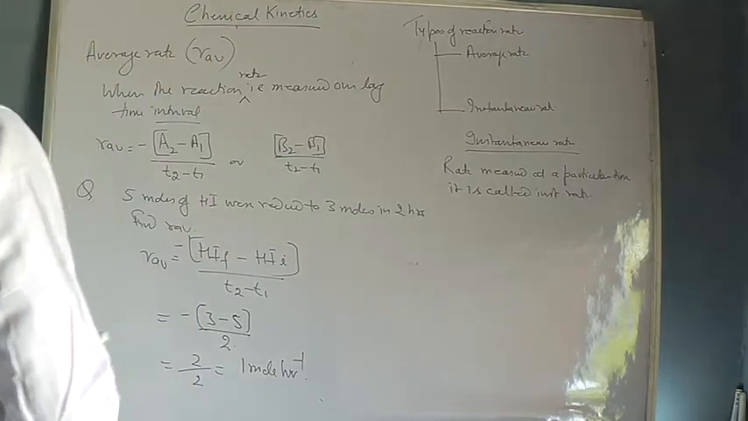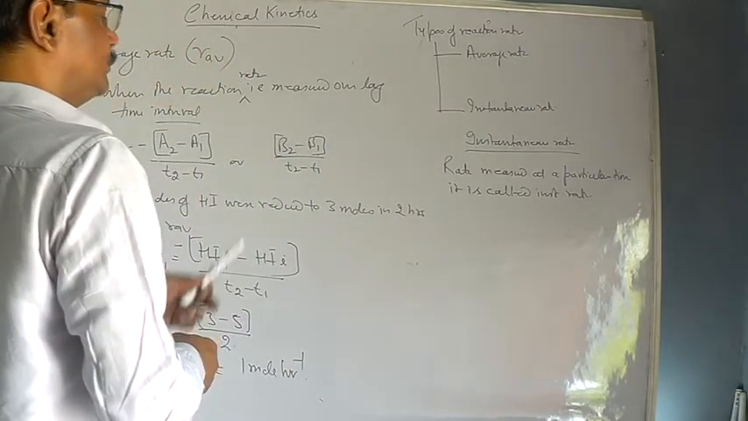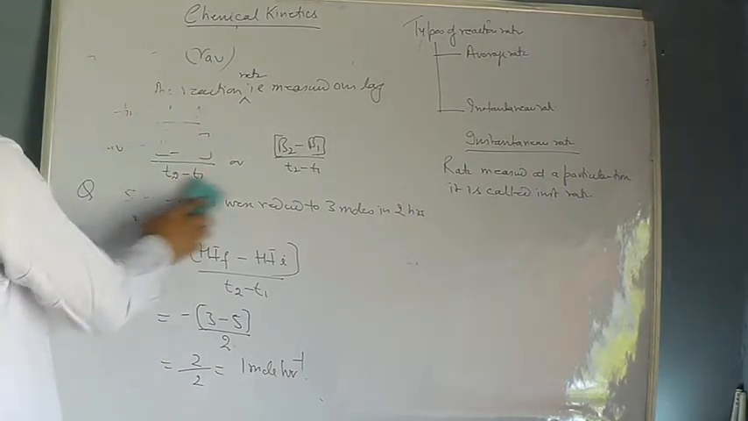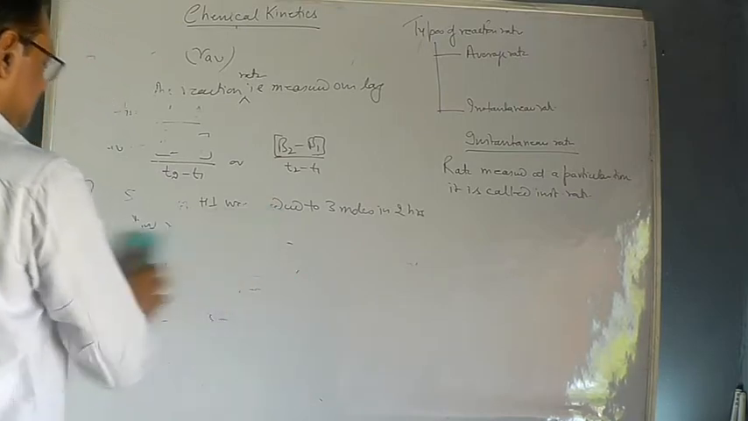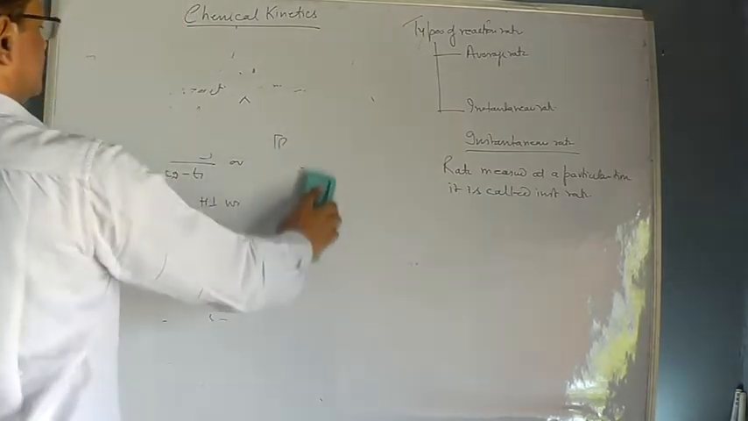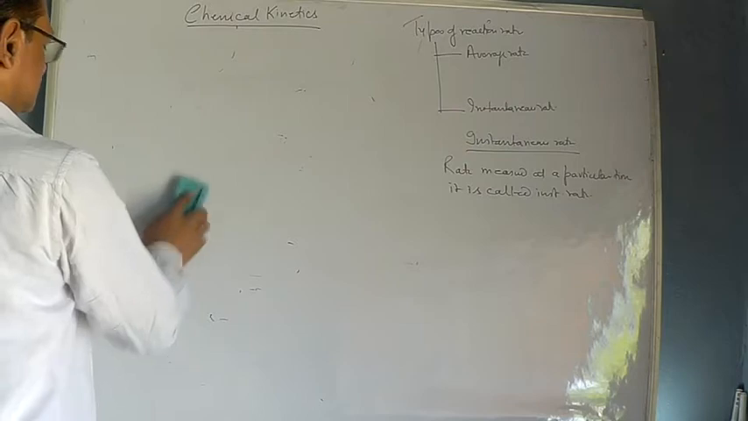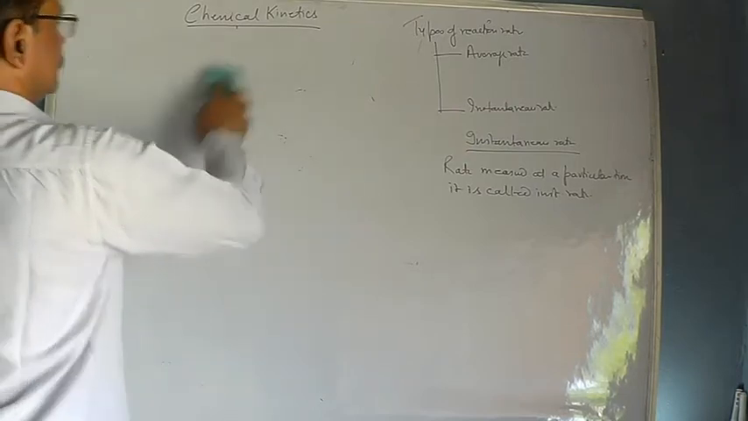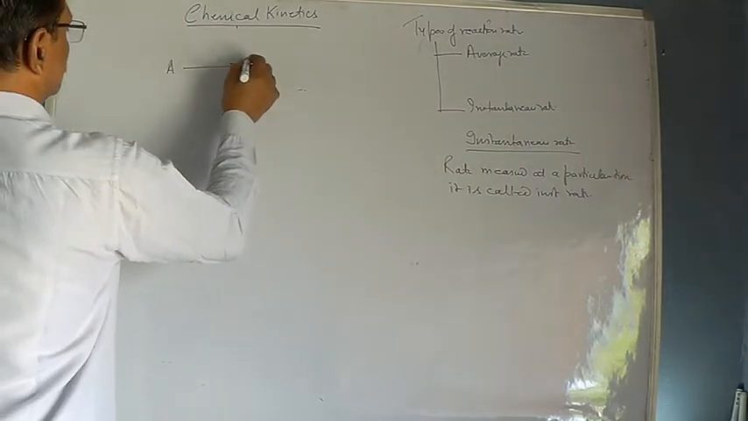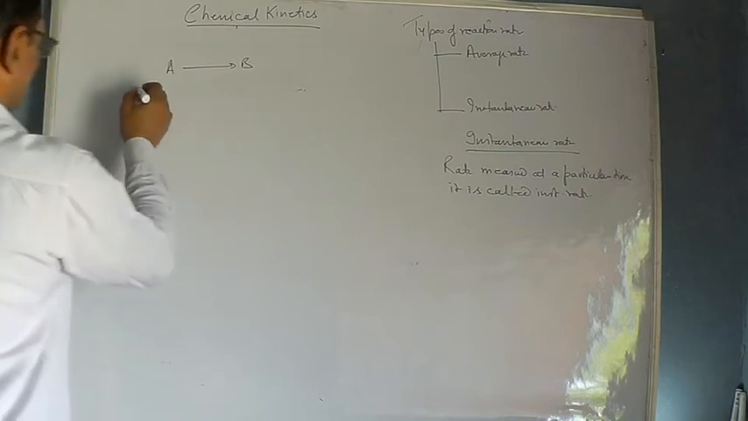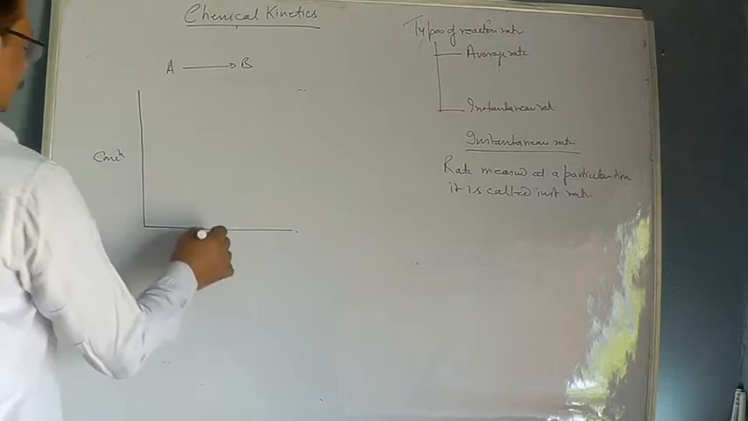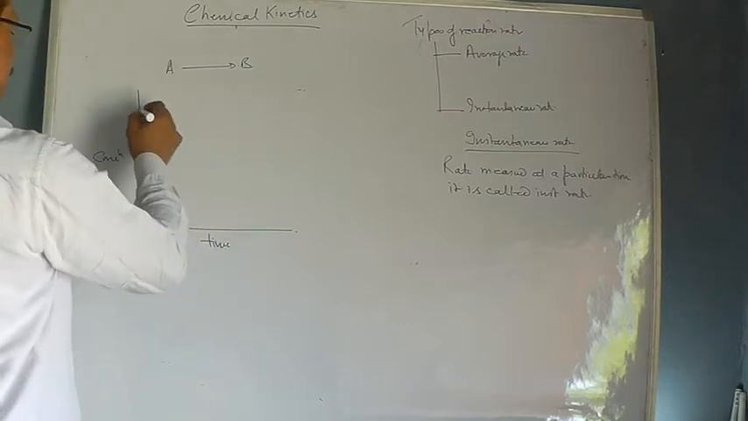So class, how to find this instantaneous rate? We'll have to draw a graph. So I am going to rub this average rate. Again, we'll take up the same reaction, A giving me B, and let me draw a graph first. This is your concentration, this is your time. For reactant, we got the graph like this.